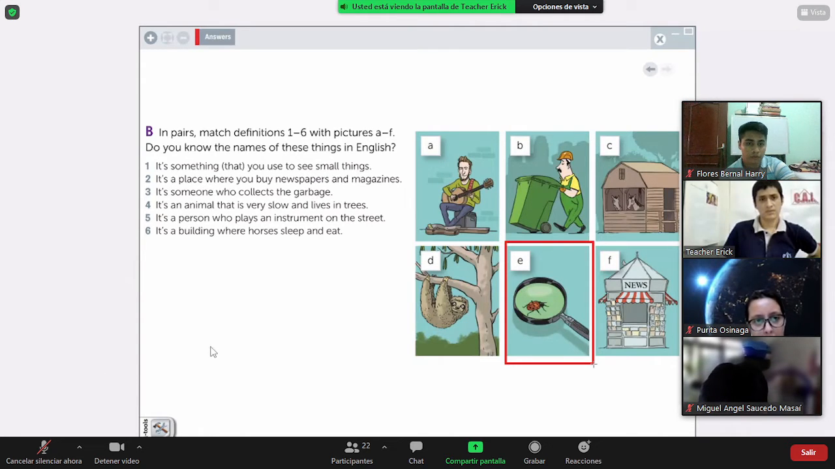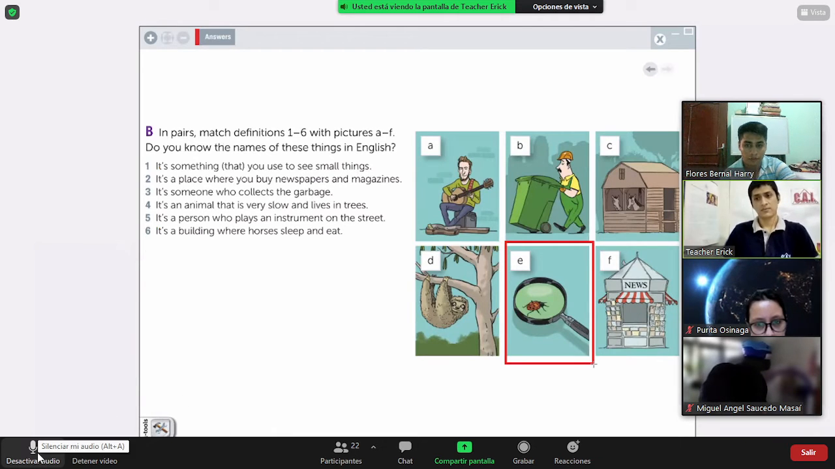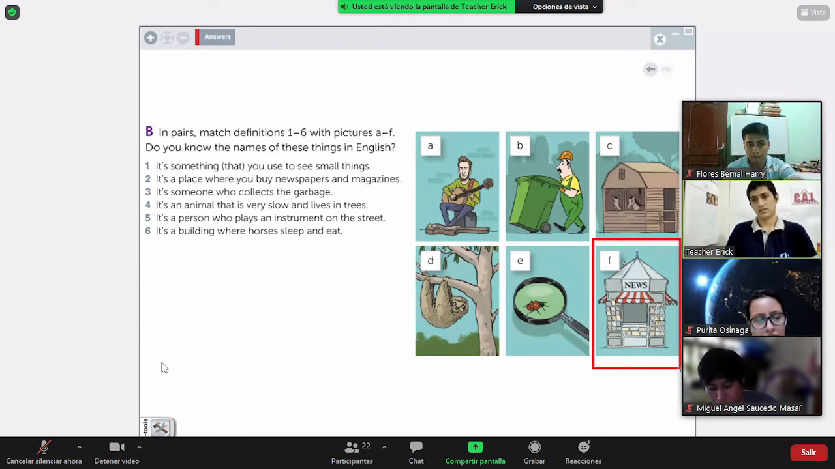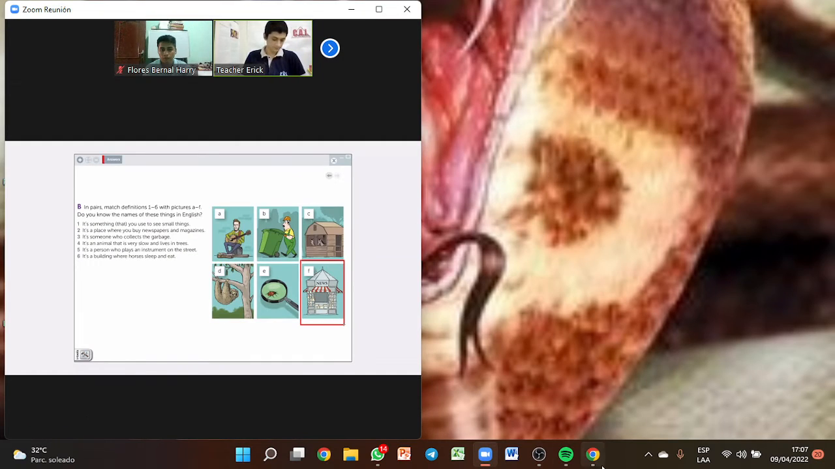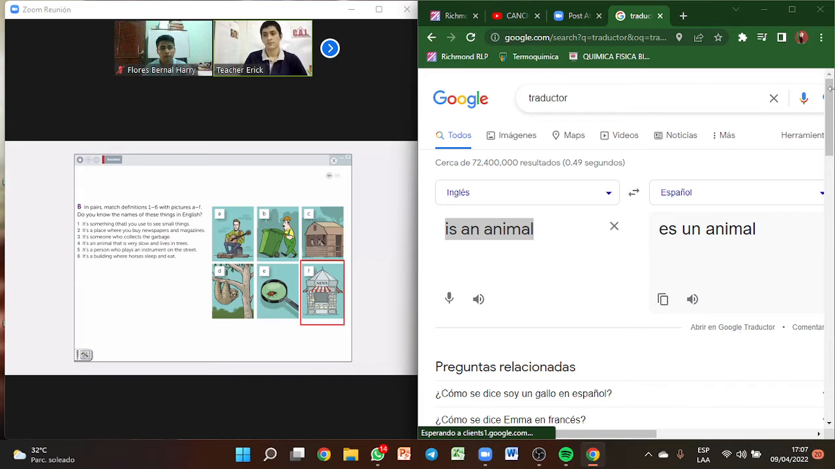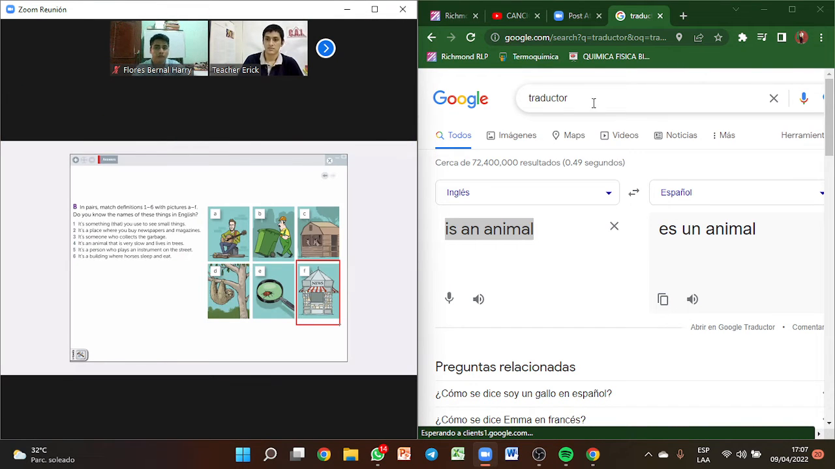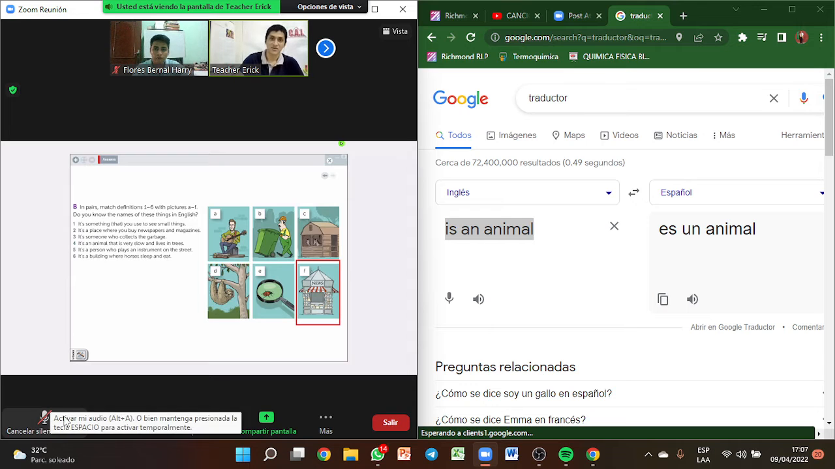Number 2, it's a place where you buy newspaper and magazine. What letter is? Letter F. And what is the name? How do we call this little store? How do we say it here? It's not grocery store, is it, teacher? No, it's not. How do you say it? Let's see, it's a store.